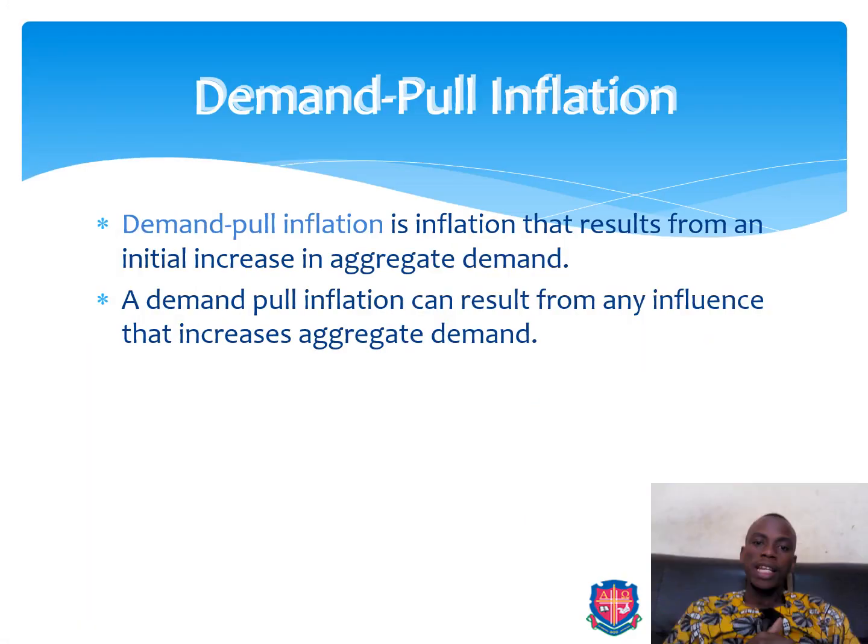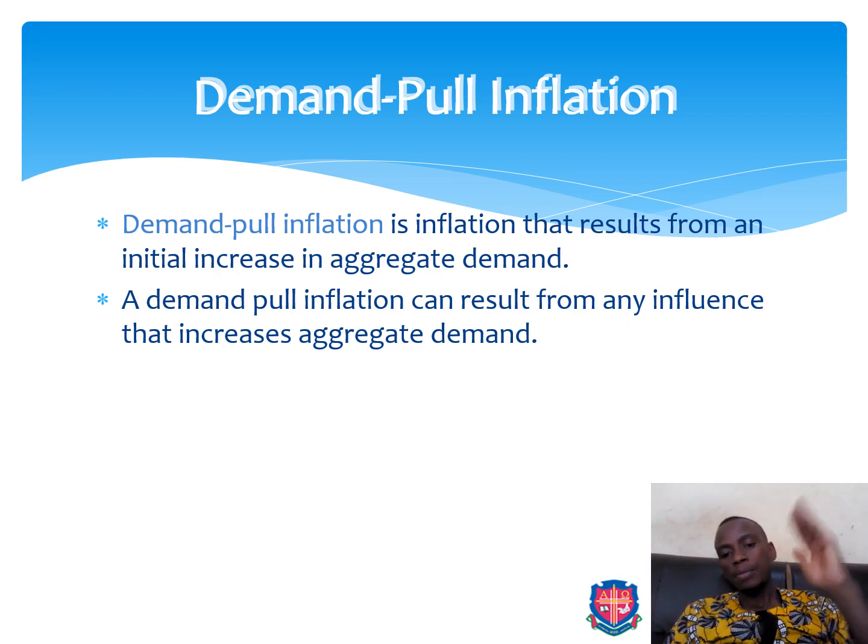Demand pull inflation. Now let's talk about different types of inflation. The demand pull inflation is that type of inflation which is caused by the increase in aggregate demand. People are demanding more than what is being supplied altogether, and as a result, the prices tend to go up.